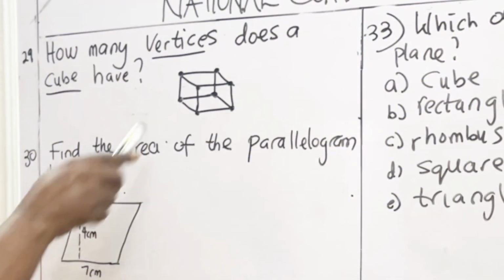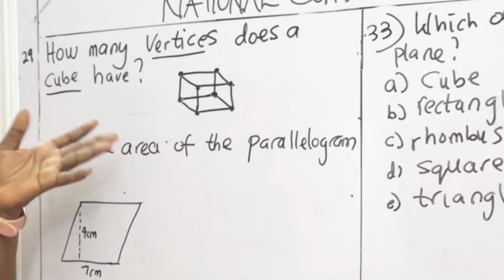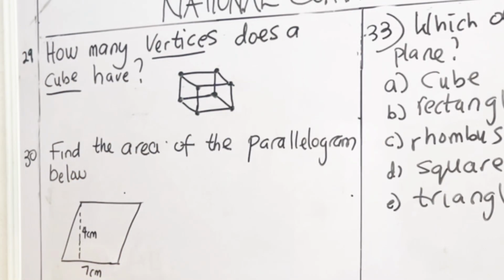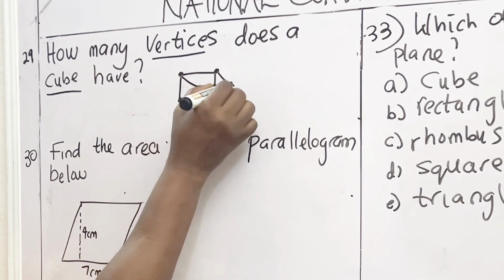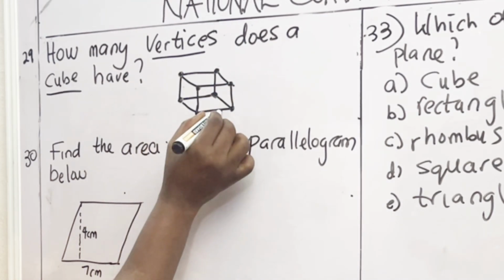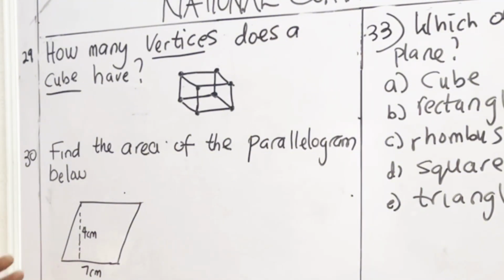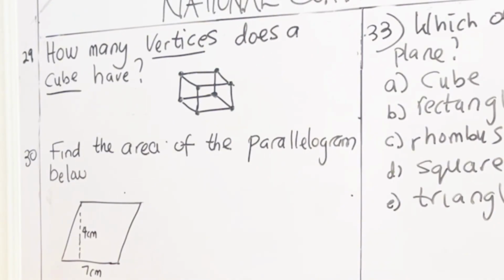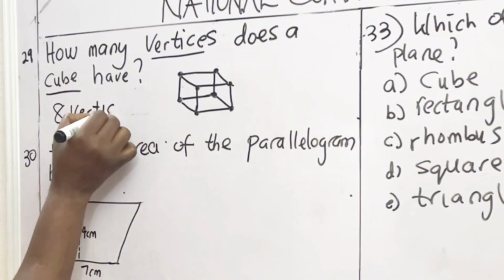Remember, vertices are corners. Then if you are asked for sides, you could be asked to find how many sides or how many edges. Sides and edges mean the same thing. So these are the sides. 1, 2, 3, 4. Then you have another 4 down, and then another 4 holding the 2 squares. So 4 plus 4 plus 4 gives us 12. So there are 12 sides or 12 edges, but there are 8 vertices. Our answer is 8.